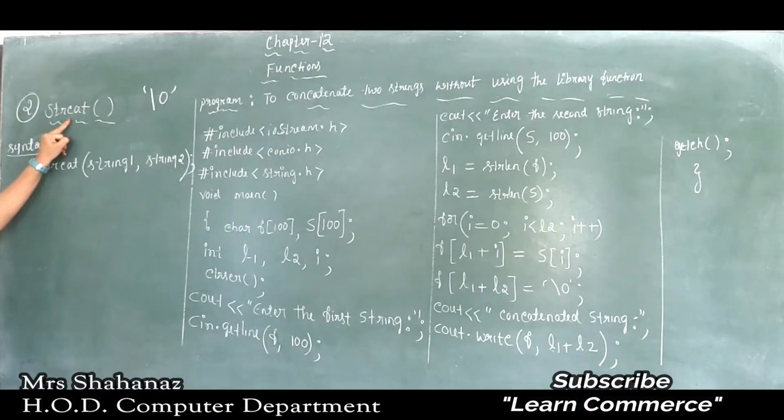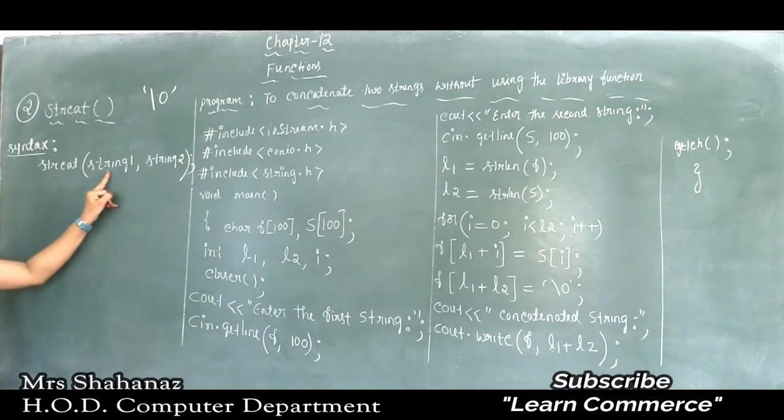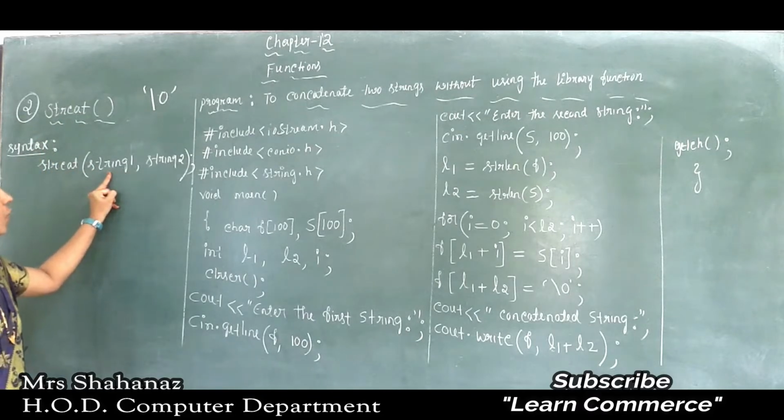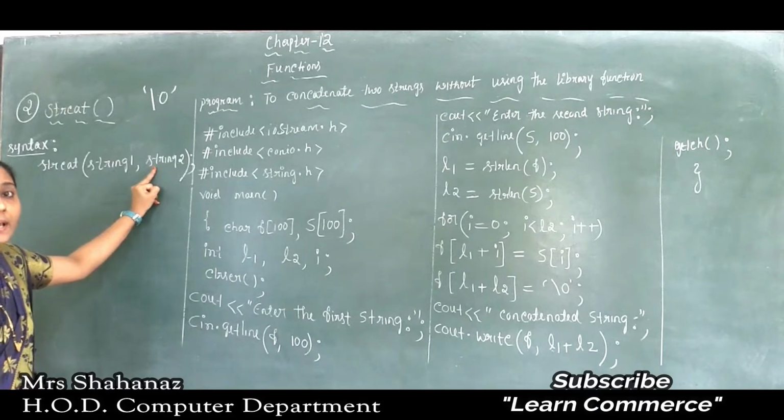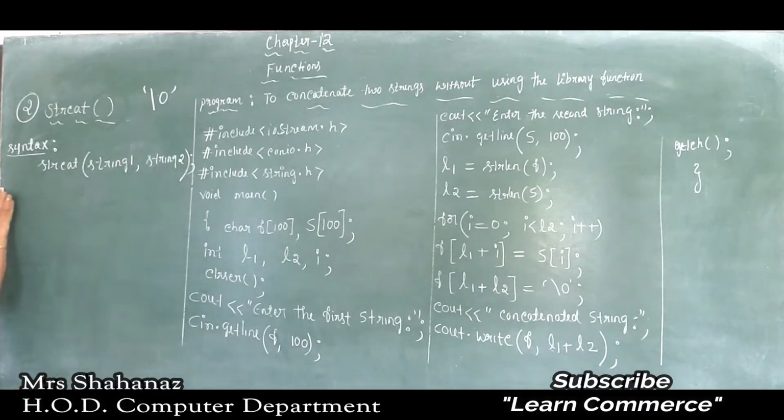As we know, for each function some different kind of syntax is there. So when you are going to use this strcat function in any program, we need to use the syntax. The syntax is strcat, open the bracket, string 1 comma string 2, close the bracket, semicolon. And let's discuss our strcat by using an example.